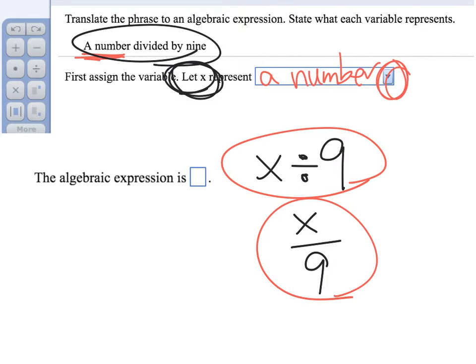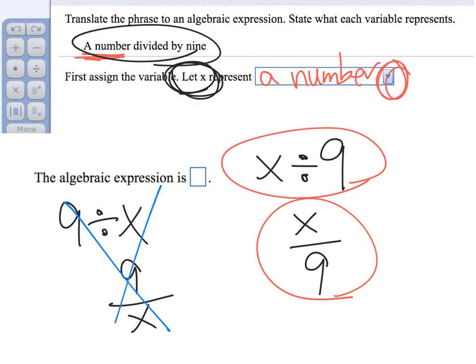Now what will not work is this, because that's exactly backwards compared to what it's supposed to be. And what also will not work is this. Both of these say 9 divided by x, and that's no good because we want a number divided by 9. So these are your answers, and these are just dead wrong.